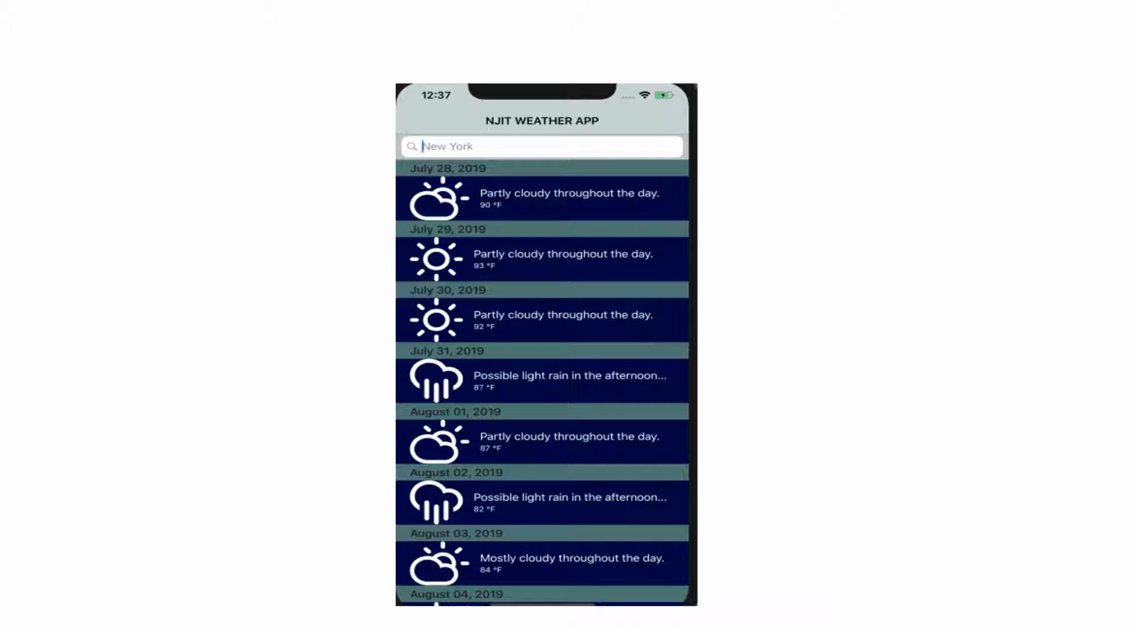New York is a location which is fixed by default in our NGIT weather application, and it always gives us the temperature and weather conditions unless we enter a location other than New York.